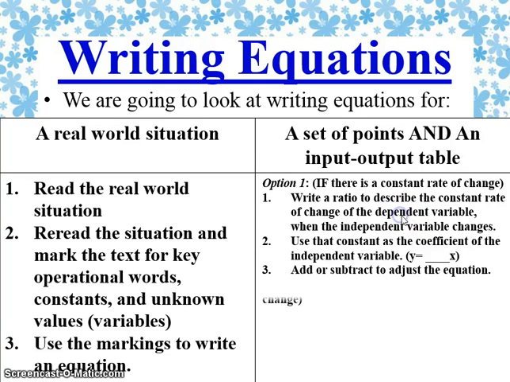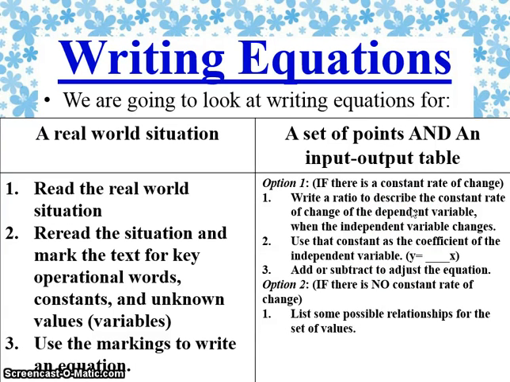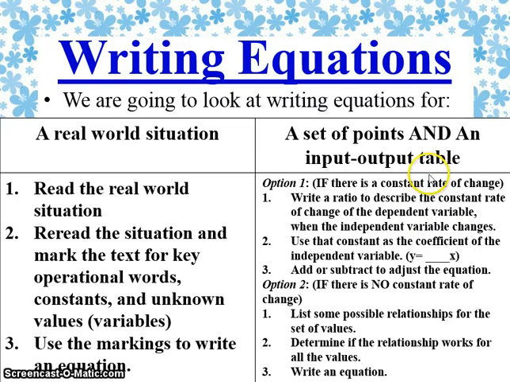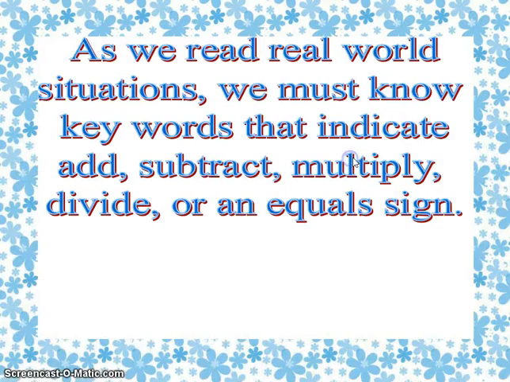And then third, we'll add or subtract to adjust the equation to fit all of the points in the set or the input-output table. Now, we have to have a second option because sometimes equations do not have a constant rate of change. If there is not a constant rate of change, list some possible relationships for the set of values. Be thinking about exponents, absolute values, and square roots because those do not have a constant rate of change. Also, determine if the relationship works for all the values. It has to work for every ordered pair in the set or in the input-output table. And then last, write the equation. Now, I don't expect you to be able to do this so far, but I want you to reference this list as we're doing some practice problems.